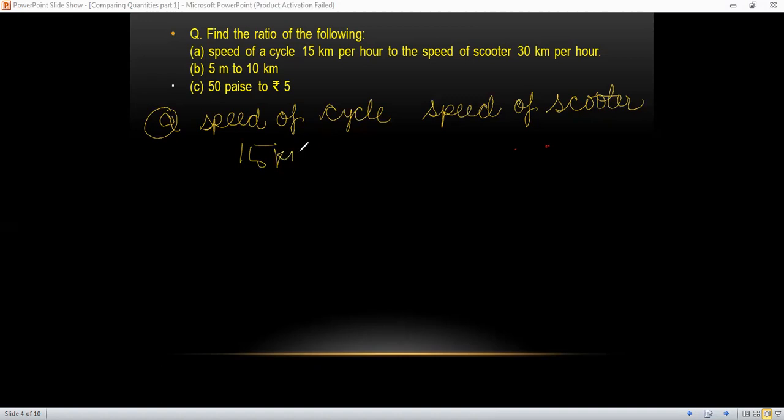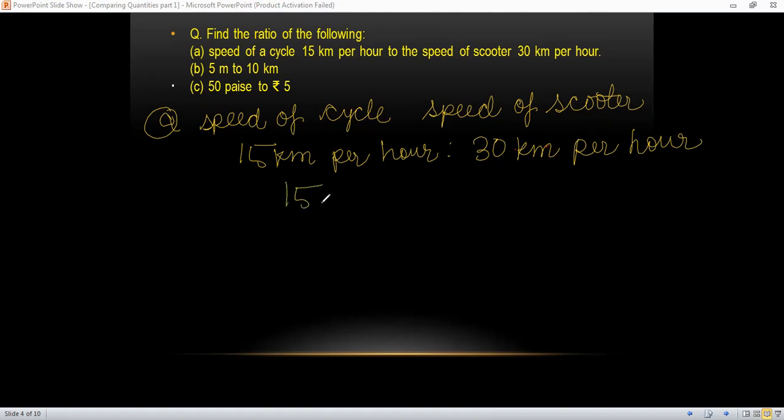15 km per hour to 30 km per hour. Now, on both sides the unit is the same, so we will find the ratio between 15 and 30. 15 to 30, and if you simplify it, the ratio we get is 1:2. This is the ratio.